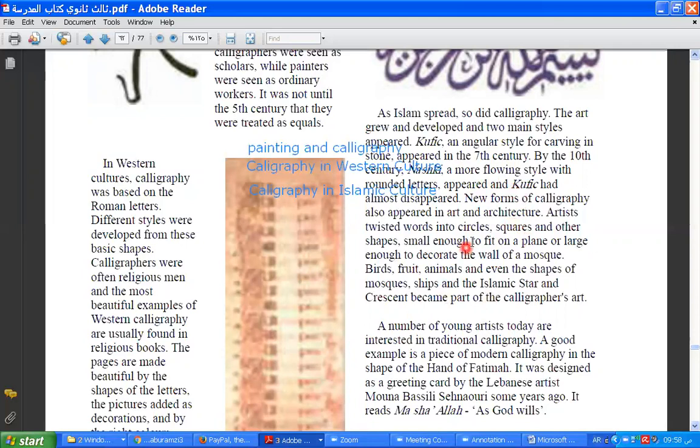New forms of calligraphy also appeared in art and architecture. Artists twisted words into circles, squares, and other shapes small enough to fit on a plate or large enough to decorate the wall of a mosque. Birds, fruit, animals, and even the shapes of mosques, ships, and the Islamic star and crescent became part of the calligrapher's art.